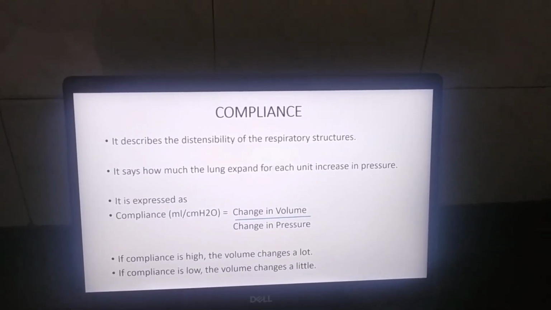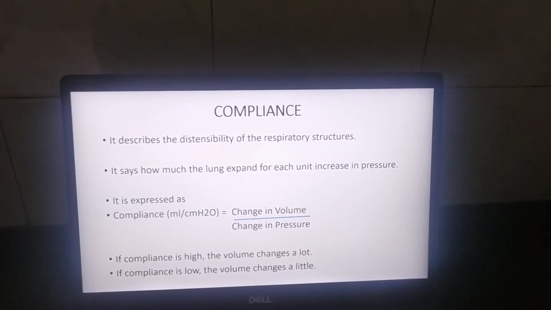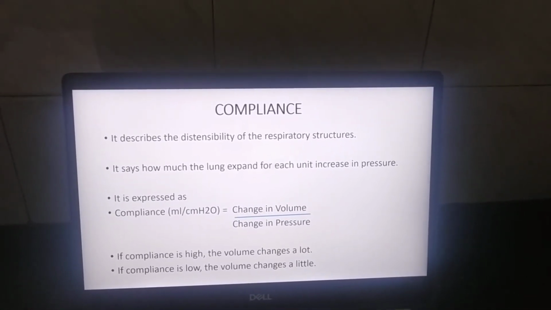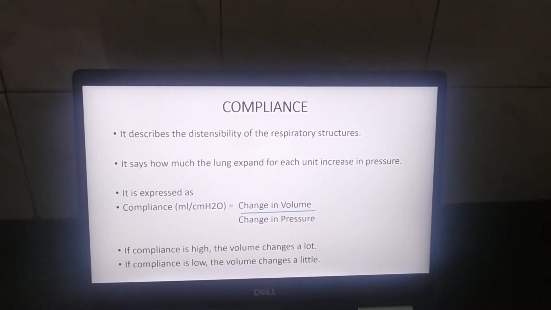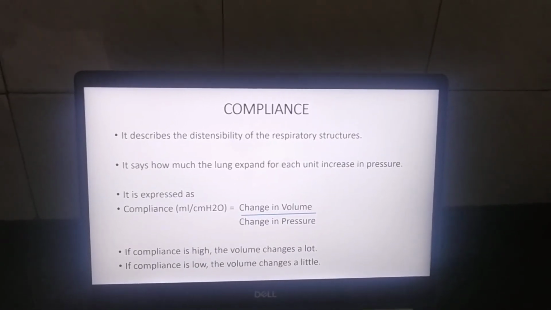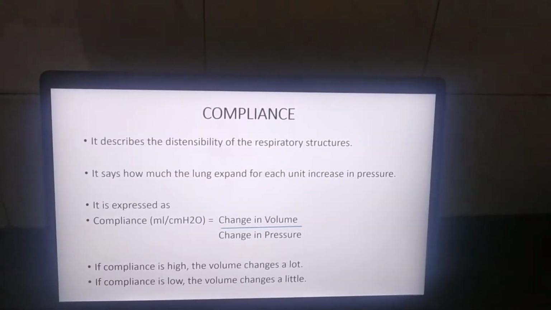So by this expression, we can say that if compliance is high, distensibility of the structure is more, the volume changes a lot. If compliance is less, distensibility is less, the volume changes a little.